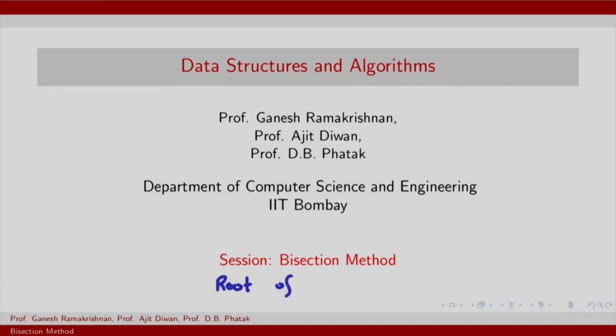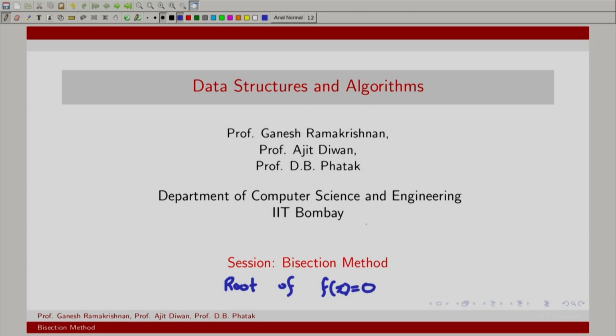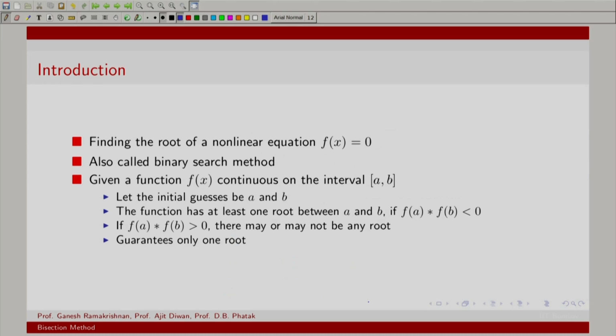So, we are looking at the equation of the form f(x) equal to 0. What we will discuss today is a method called the bisection method to find the roots of such an equation, that is solutions to f(x) equal to 0. Now, we are typically interested in a nonlinear equation.